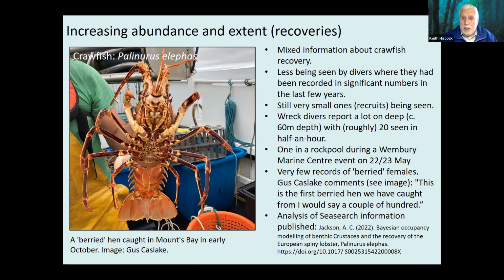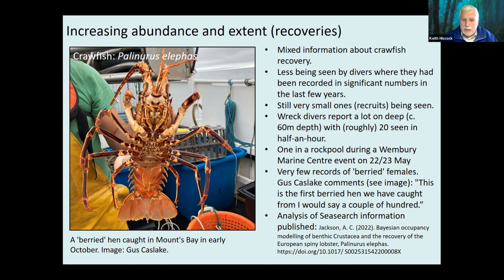Increasing abundance and extent. Well, you all know this story because it's been going on since 2014. In 2014, after spiny lobsters had become locally extinct in certain parts of southwest Britain following overexploitation in the late 60s and early 70s, we started to see babies. And then we were seeing up to 20 in a dive on the coast out of Plymouth.